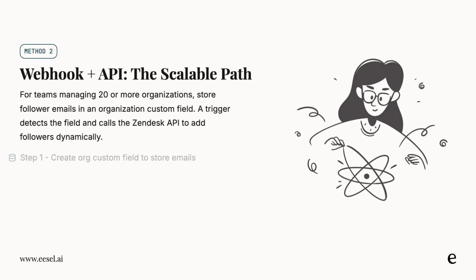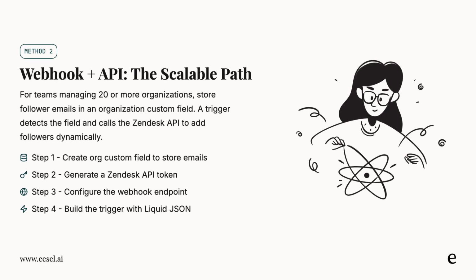For teams with 20 or more organizations, the webhook approach is the way to go. You store follower email addresses directly in an organization custom field, and a trigger calls the Zendesk API to add them dynamically when a ticket is created.